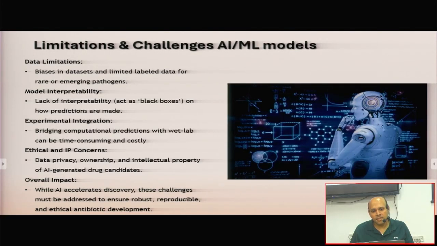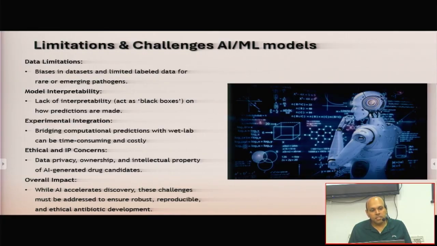So data limitations, so biases in data sets and limited labeled data for rare or emerging pathogens. Obviously, if there is something that we don't know, then we don't have the means. So there can be biases associated with that if the data set is small. Model interpretability, lack of interpretability. So there are black boxes. As I said to you earlier, sometimes we don't know how predictions are made, is a question mark.